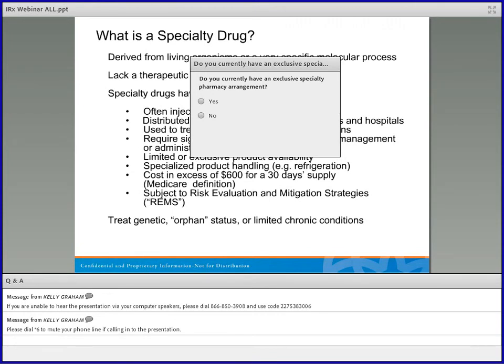Okay, so it looks like it's about 60-40 or so. 60% have kind of an exclusive arrangement, and 40% of you or so still have an open arrangement, right? And that's something we'll talk a little bit more about today, the value of having an exclusive pharmacy arrangement to do some of the clinical programs that we talk about.